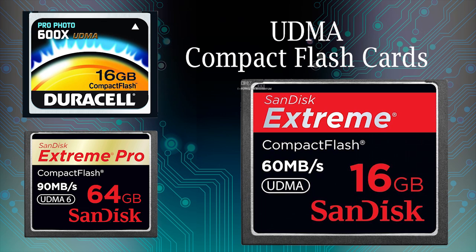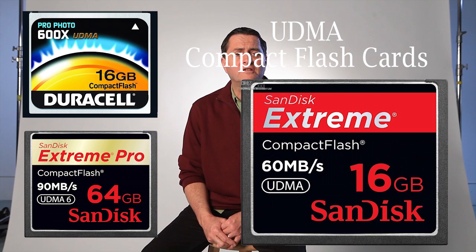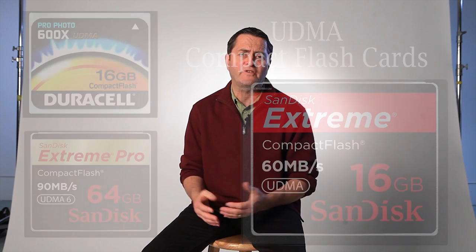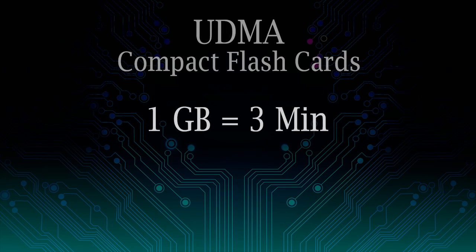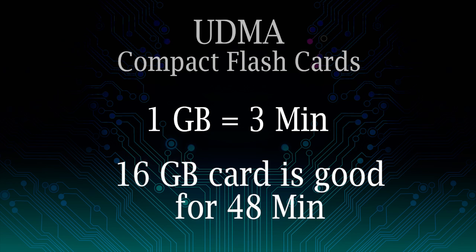We're going to use a UDMA card, 60 megabyte transfer speed per second. If you can get 60 to 90 megabytes per second, 400X cards up to 600X cards, those are the cards that are fast enough for these cameras to not drop frames and to really give you the speed and the quality that you need. 1 gigabyte of card space gives you 3 minutes of recording time. That means on a 16 gig card you get up to 48 minutes of recorded time depending on your settings.